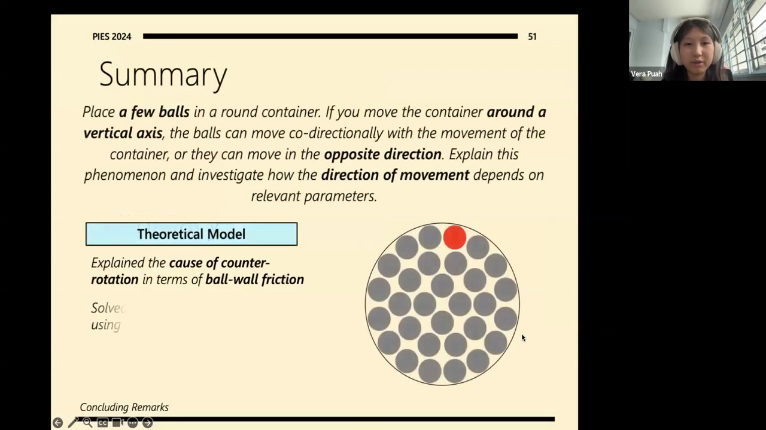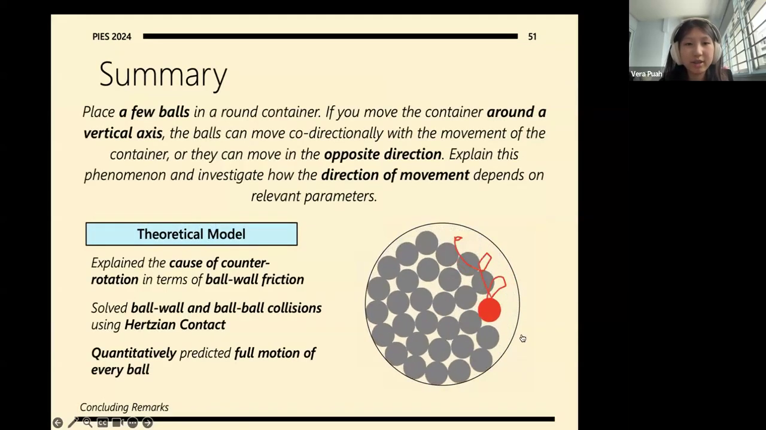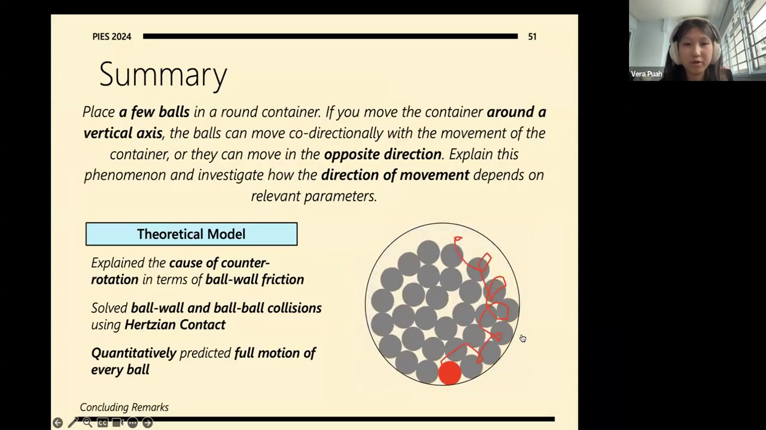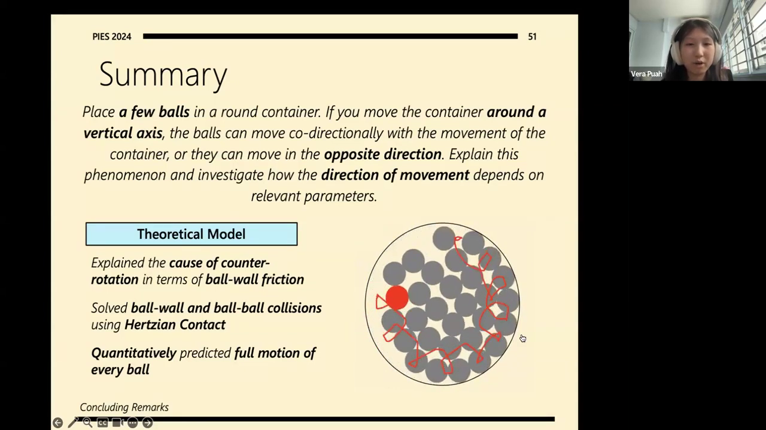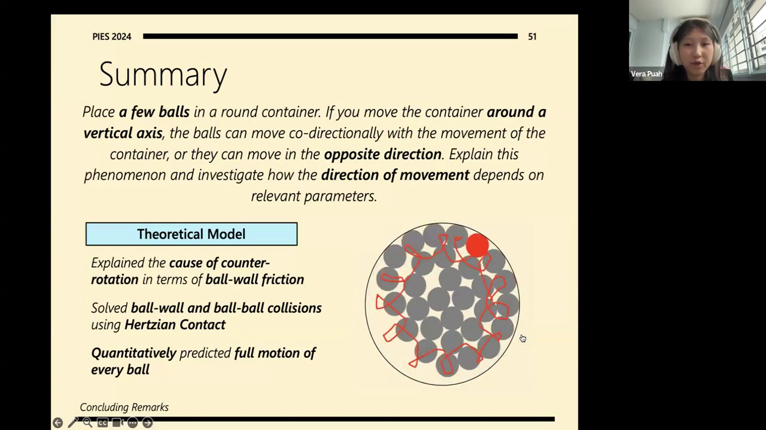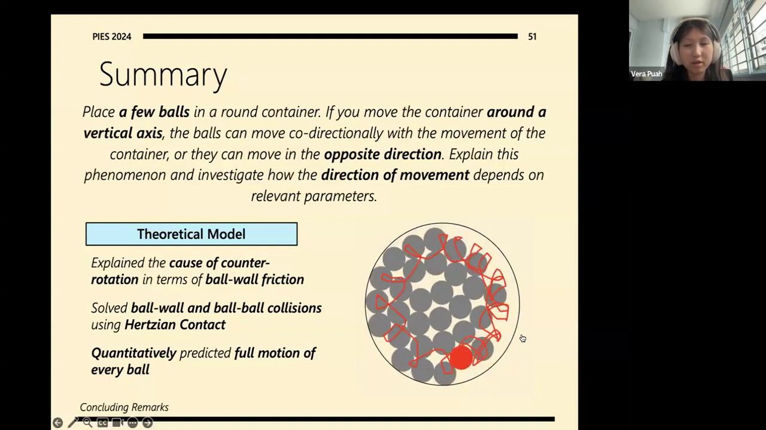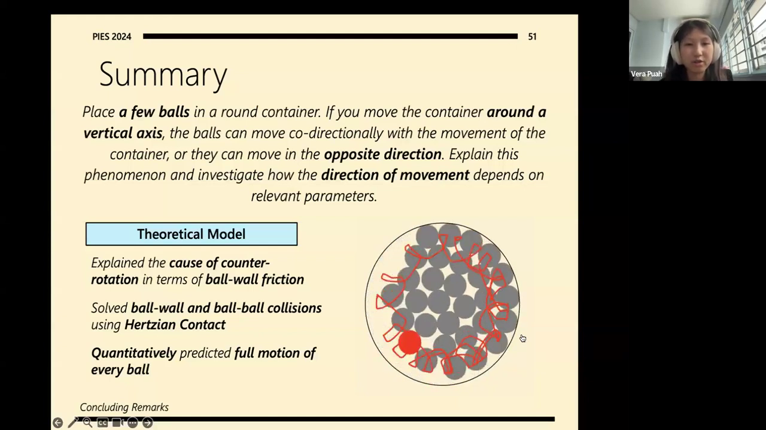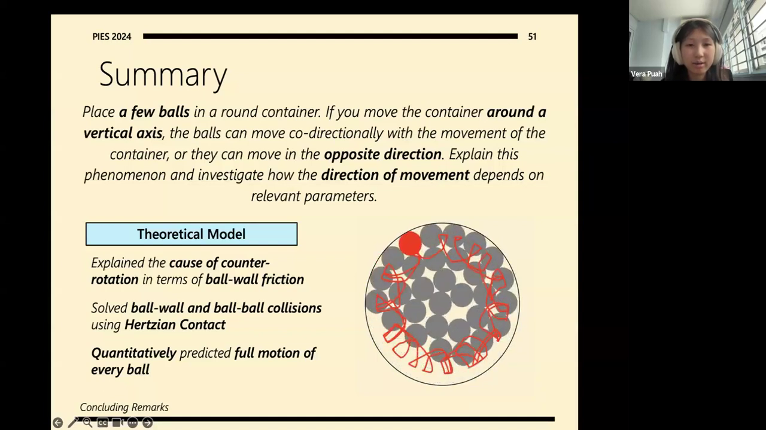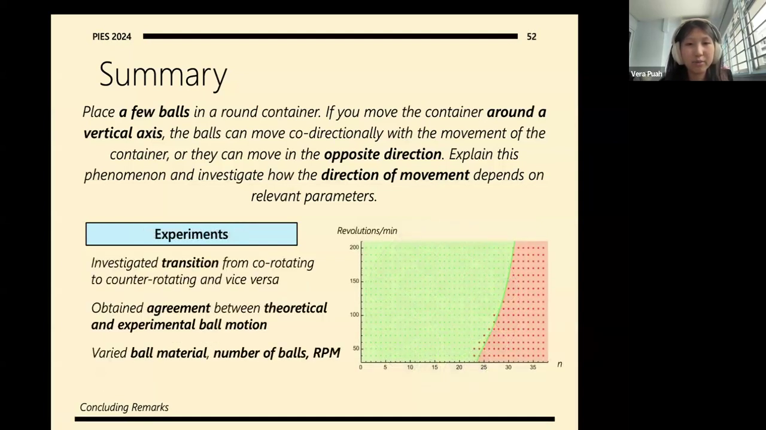So in summary, with my theoretical model, I've explained the cause of counter-rotation in terms of the ball-wall friction, and I've solved the ball-wall and ball-ball collisions, first talking about coefficient of restitution, but then using Hertzian contact to more accurately model the collisions. Then I've also quantitatively predicted the full motion of every ball, and experimentally, I've investigated the transition from the co-rotation regime to the counter-rotating regime, and obtained agreement between the theoretical and experimental ball motion, while also varying things like the ball material, number of balls, and revolutions per minute of the container.